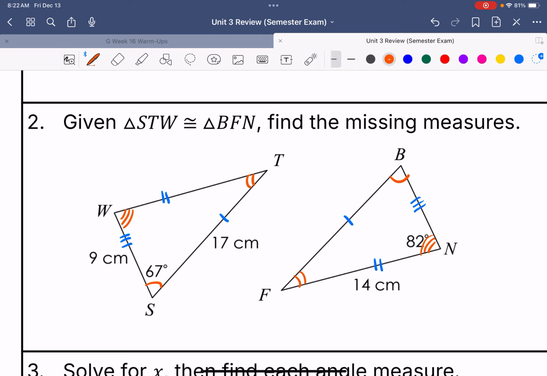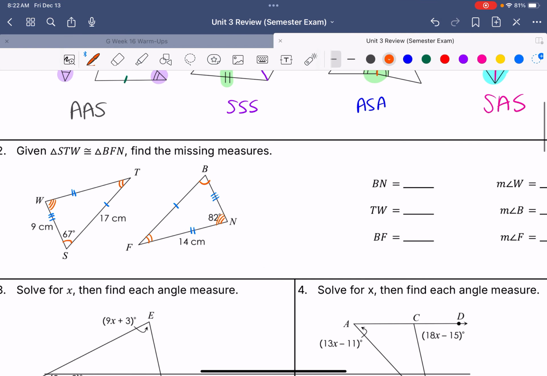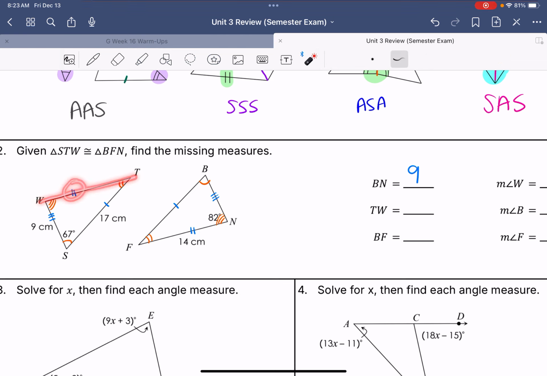Okay, now that I have my triangles all marked up, answering these questions is going to be a little bit easier. So it wants us to find what BN is equal to. So here's BN. It has 3 little marks. So when you look at the other triangle, the one that has 3 marks, so BN must be 9. TW has 2 marks. So when you look at 2 marks on the other one, that has to be 14. And then BF only has 1 mark, so it's congruent to the one with 1 mark, 17.